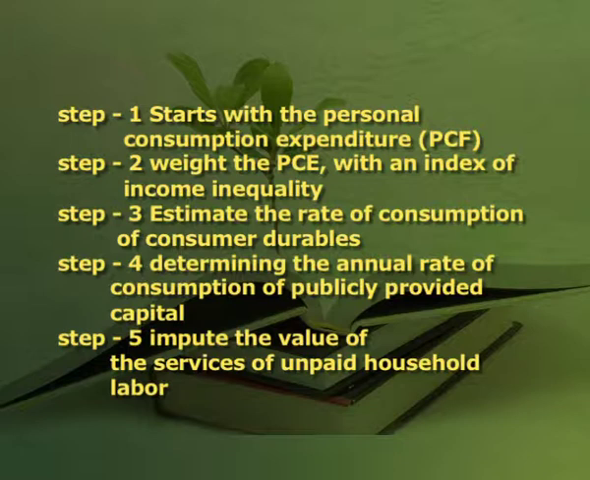Step number 4, determining the annual rate of consumption of publicly provided capital, for example, highways, schools, national park, etc. Step number 5, impute the value of the services of unpaid household labor. In summary, ISEW per capita is computed like this.